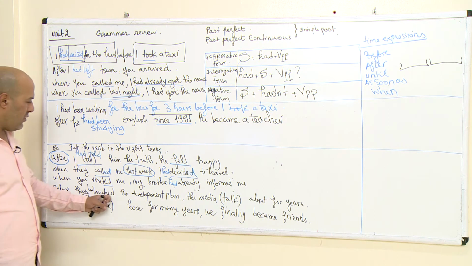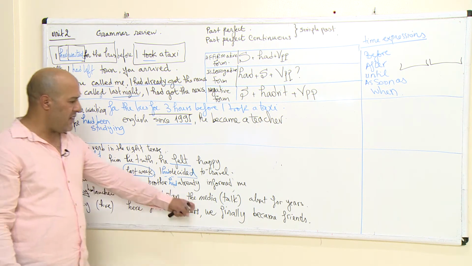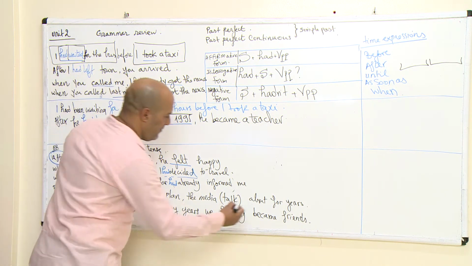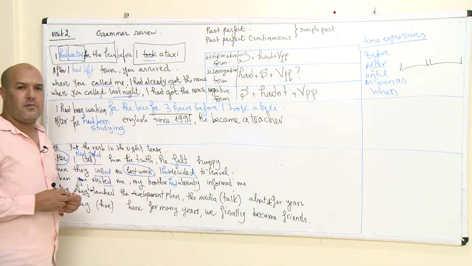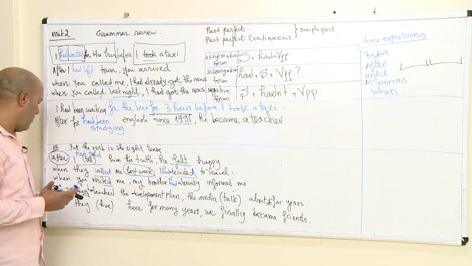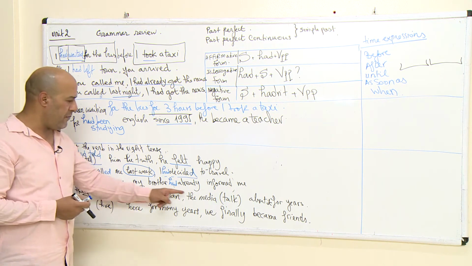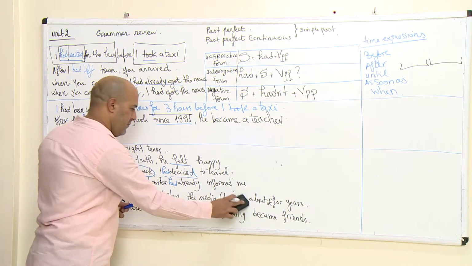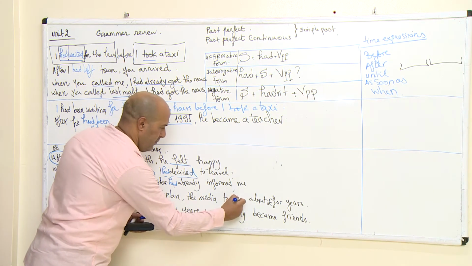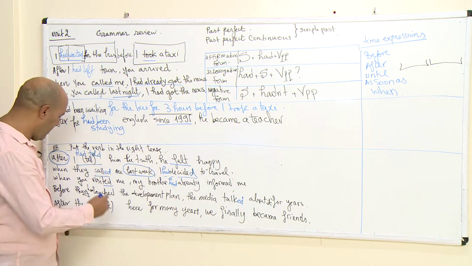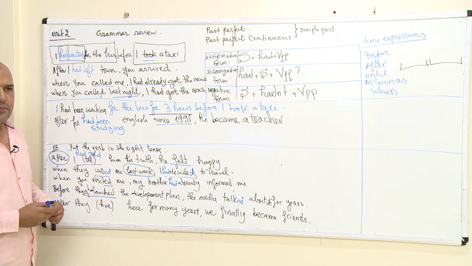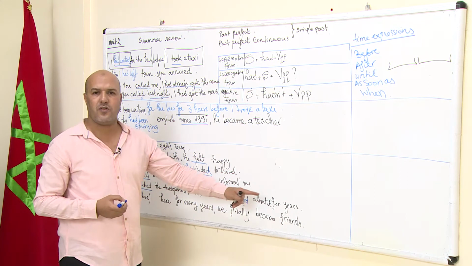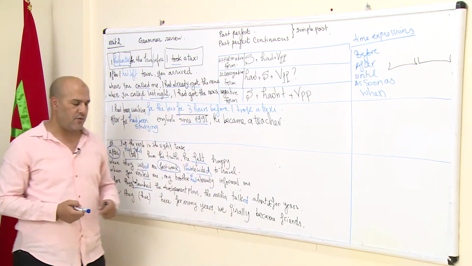So before they had launched the development plan, the media talk about it for years. So before they had launched the development plan, the media talked about it for years, because here we already have the past perfect. Or was talking about it for years. It's correct as well.